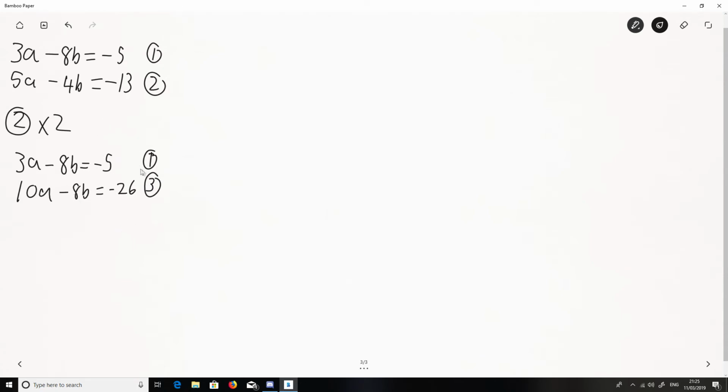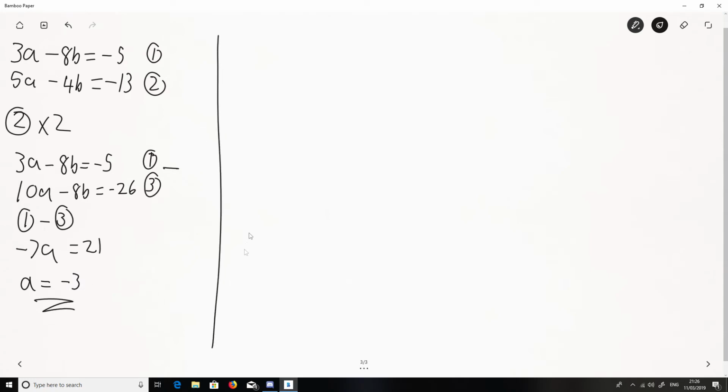So what we want to do is subtract these 2 equations. So we get minus 8b minus minus 8b cancels out to 0. So that's equation 1 minus equation 3. So that would be minus 7a. Those cancel out. Is minus 5 minus minus 26. So that's minus 5 plus 26. That is equal to 21. So we can solve this nice and easy. A equals 21 over minus 7, which is minus 3.